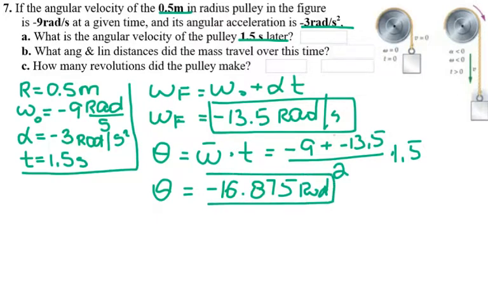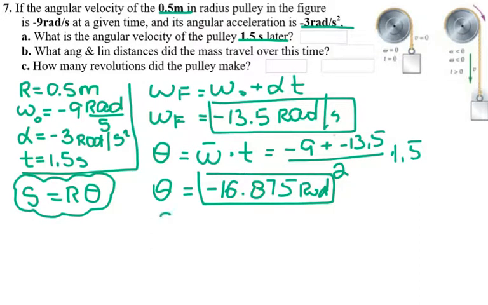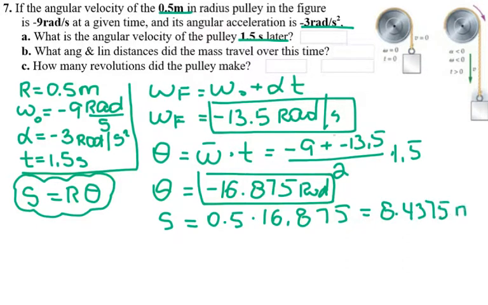And to find linear distance, if you remember the formula, the linear distance is equal to r times theta. So I can find the linear distance: r is given as 0.5 and theta is 16.875, and the negative sign just tells you in which direction it moved, so I don't really need to plug it in as negative. So the linear distance is 8.4375 meters.